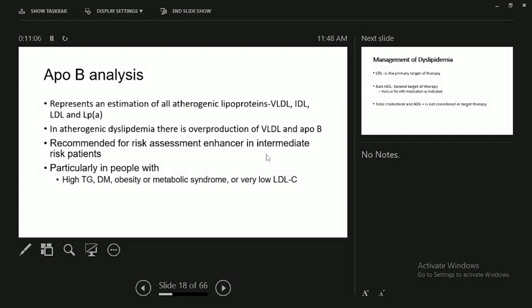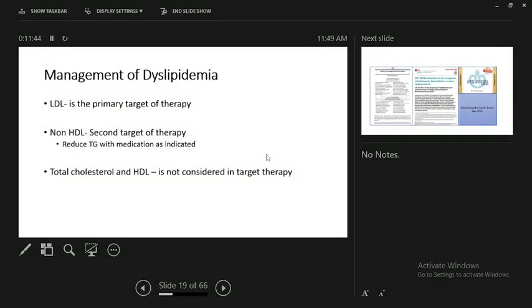The other test is ApoB analysis, and this represents an estimation of all atherogenic lipoproteins, as I said earlier: VLDL, IDL, LDL, and lipoprotein small a. In atherogenic dyslipidemia, we know there is overproduction of VLDL as well as ApoB. So this is recommended as a risk enhancer in intermediate or moderate risk patients. It is especially important in patients with high triglycerides, diabetes, obesity, metabolic syndrome, or again if they have very low LDL-C.